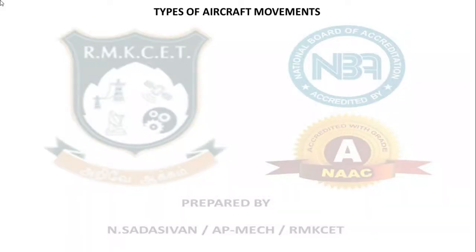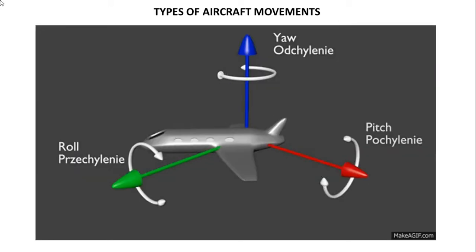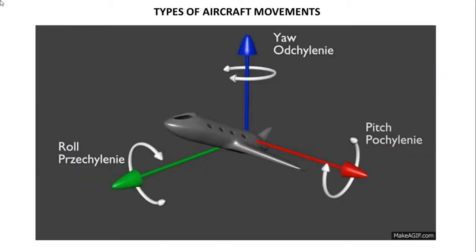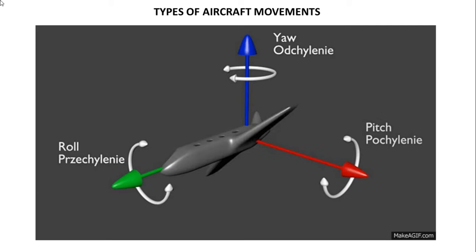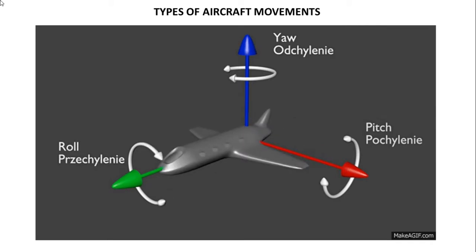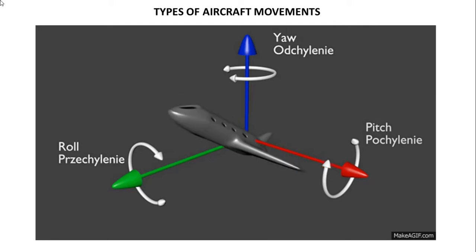So just want to remind you the types of aircraft movements with respect to the gyroscopic couple generation. These are the three movements you have to remember. This is your pitching motion about the red axis. This is your rolling motion about the green axis. This is the yaw motion about the blue axis. So please remember these three types of motion.